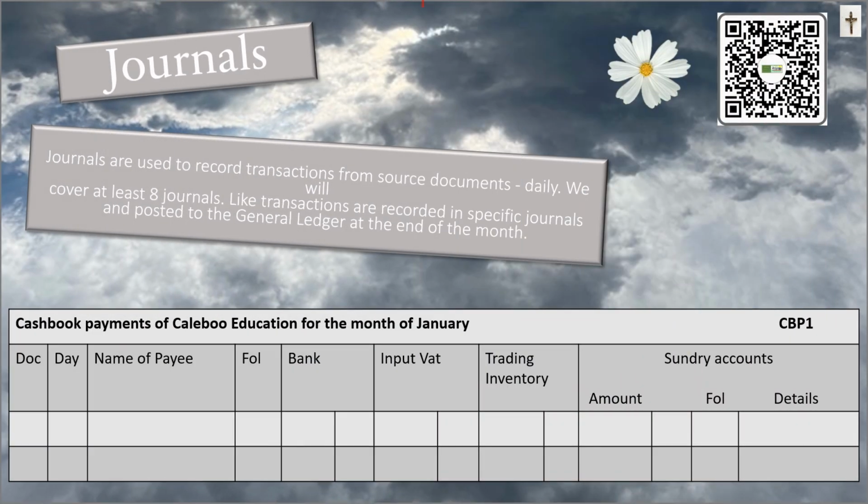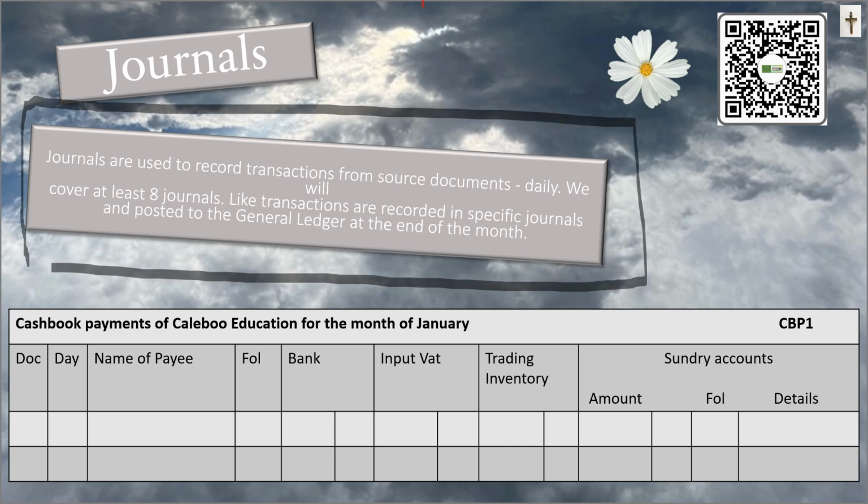From the source documents, journals are drawn up. There are at least 8 journals that we will cover: the cash book payments, the cash book receipts, the petty cash journal, the debtors journal. I will show you examples of them, but in the journals the transactions are recorded from the source documents that have been collected. Here, for example, is the layout of a cash book payments.